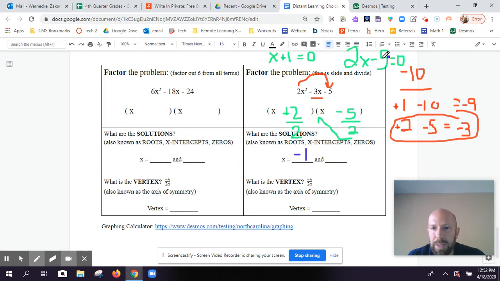This answer here is not going to be as clean. What we're going to need to do then is really to do this: it's going to be some number times 2 minus 5 is equal to 0. So really what we're doing is we're solving a two-step equation.